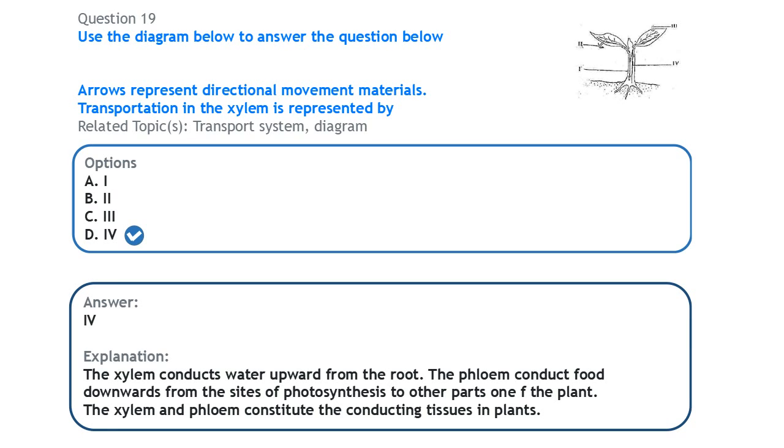Now, usually the photosynthetic parts of the plants are the shoots, like the leaf and some other regions in the plant. So the food, or the photosynthates, from those parts are transported down to other parts of the plant. That will be through the phloem, while the movement of water or dissolved minerals upward is going to be through the xylem. So that will be IV. So I here is going to be for the phloem.